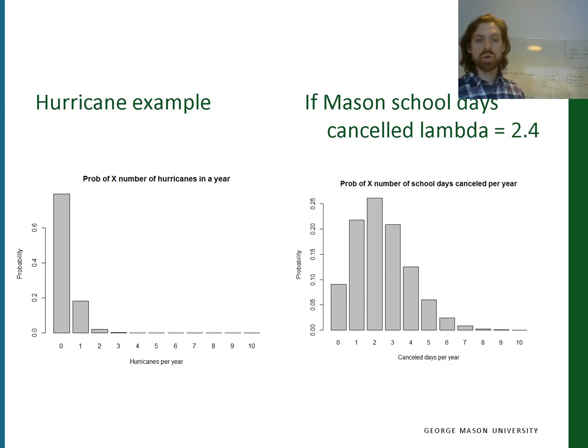So you could show graphically the probability for these different hurricanes hitting, and here we have the distribution. Equally, if you were to change the problem and say, well, how many cancelled school days might there be for Mason per year? If you know the mean's 2.4, you would be able to calculate the distribution for that particular problem as well. But I'm not going to go through it in any depth here.